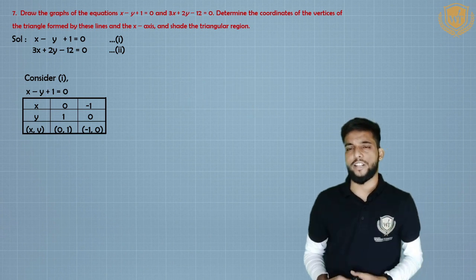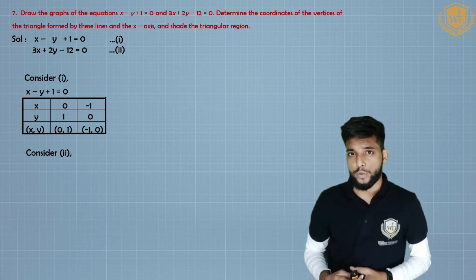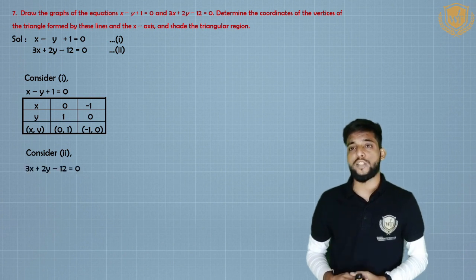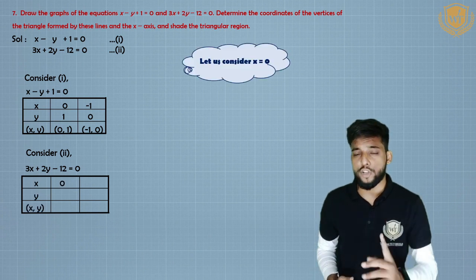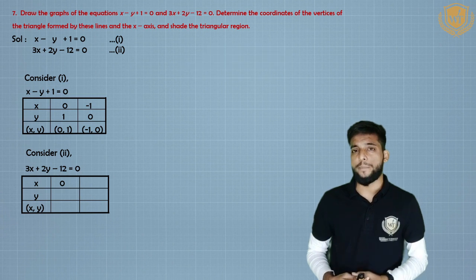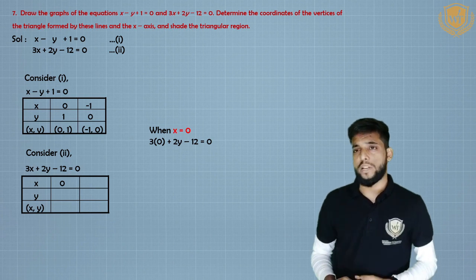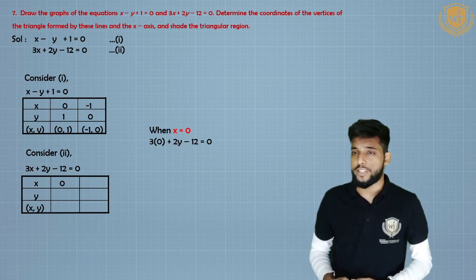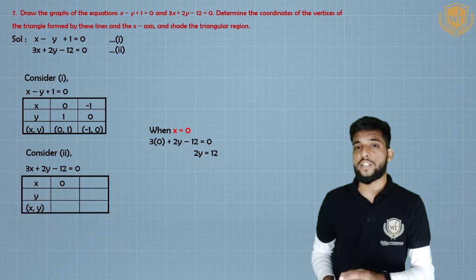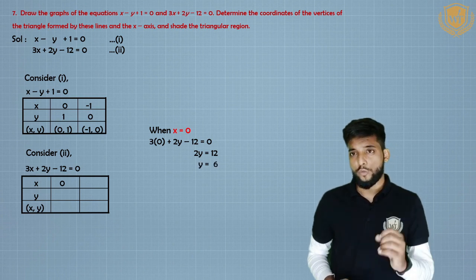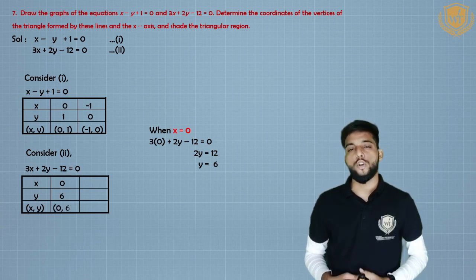Let us consider equation number 2. Equation number 2 is 3x plus 2y minus 12 equals 0. Same here, let us form the table, x, y and x, y. Let us assume the first value of x as 0. So when x is 0, the equation becomes 3 into 0 plus 2y minus 12 equals 0. So 3 into 0 is 0. So 2y minus 12 is 0. Transposing minus 12, 2y is 12 and the value of y will be 6. So when we assumed x as 0, we got y as 6. So the first point is (0, 6).